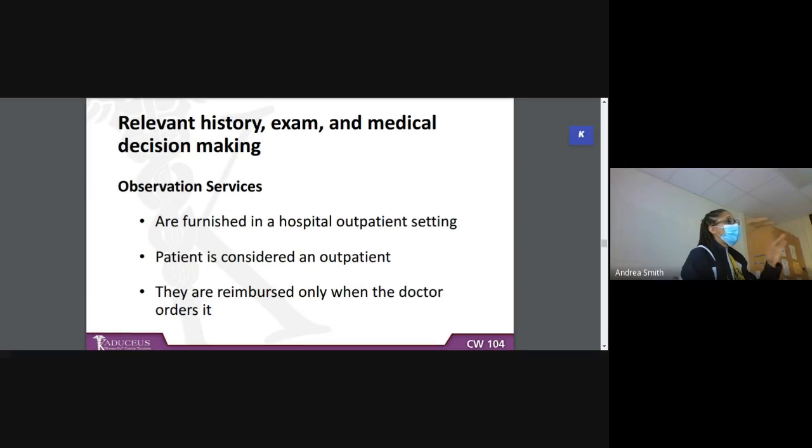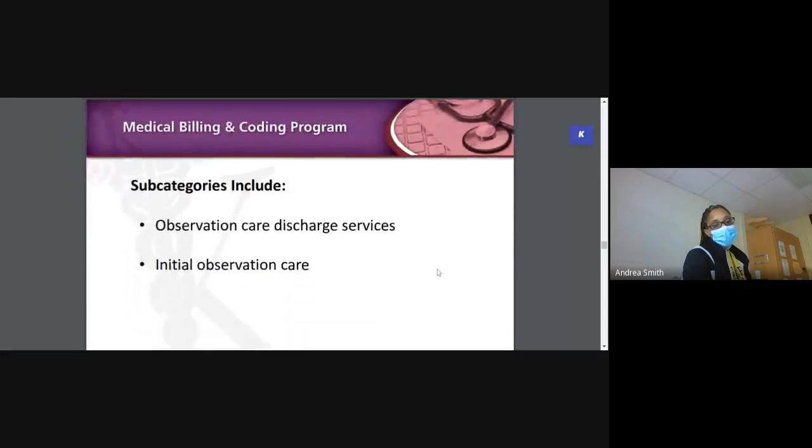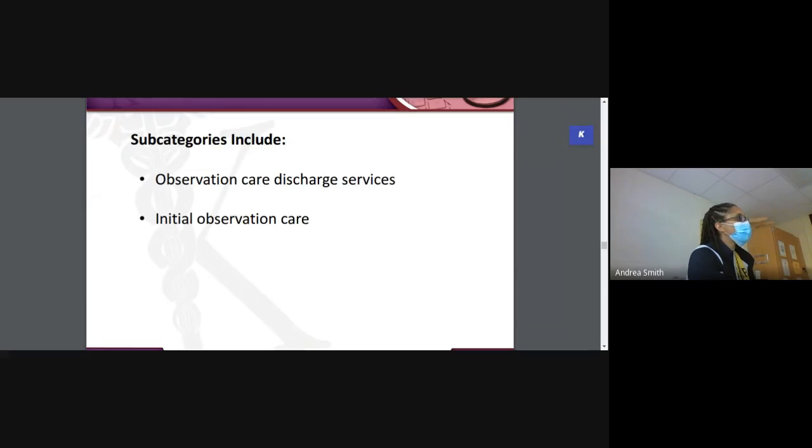Observation services. Now, this is breaking down everything. We've already done E&M. This is observation services. This is in case you had a procedure, or let's say you had surgery, and you're on observation before you go home. You can bill for that. These are furnished in a hospital outpatient setting, and the patient is considered an outpatient. They are reimbursed only when the doctor orders it, so this is not something that always happens. The subcategories are observation care, discharge services, and initial observation care.